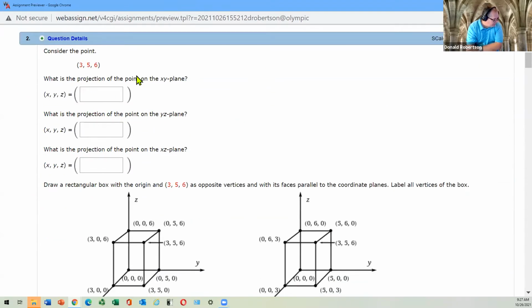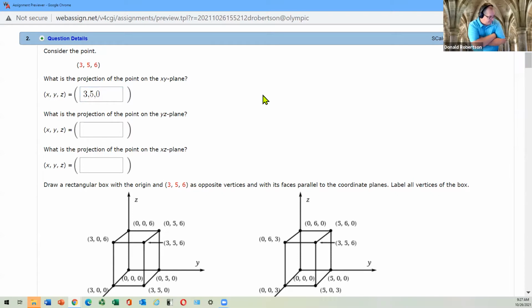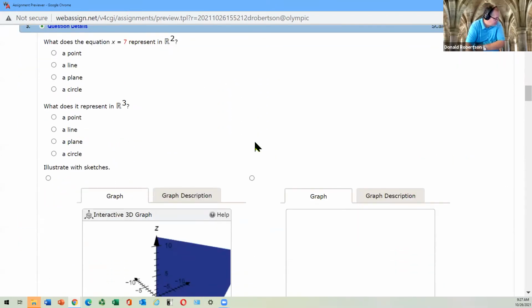So here is a point. What would happen to it if you projected it onto the XY plane? Well, wouldn't it turn into the point 3, 5, 0? Agreed? If you take a point and you project it onto the XY plane, don't you just make its Z coordinate 0? And there are some pictures of it happening. Don't know how good they are.